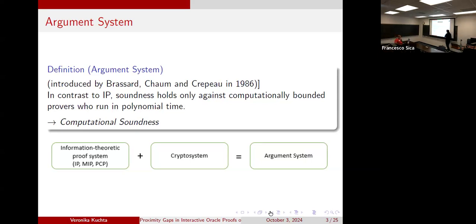And if you want to obtain an argument system from an information theoretical proof system, such as, for instance, an interactive proof system or a probabilistically checkable proof system, which I will briefly talk about on the next slide, we need these two building blocks. We take one information theoretical proof system and combine it with a cryptographic system, which is usually a commitment scheme, a cryptographic commitment scheme. The combination of these two constructions gives us a complete cryptographic proof system, which we call an argument system.